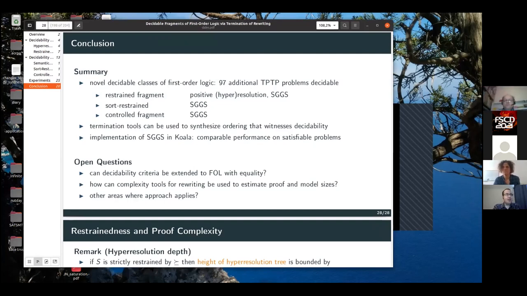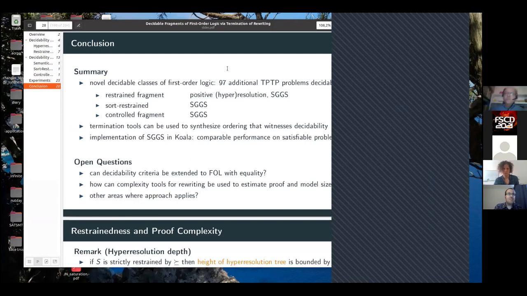Thank you. Then we have a question in the chat about the computational complexity of SGGS. And the question is, how does complexity of SGGS compare to typical CDCL as in Minisat or the Stalmarck method, DPLL?